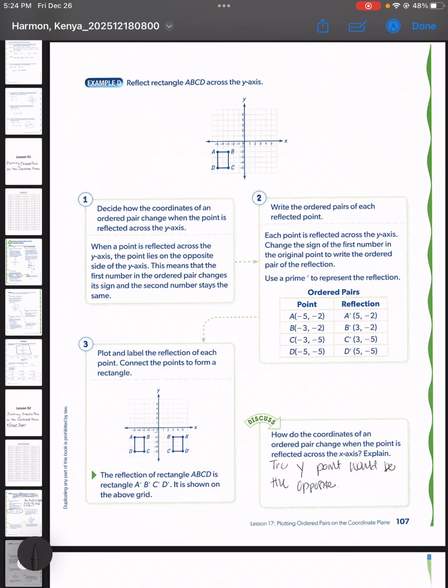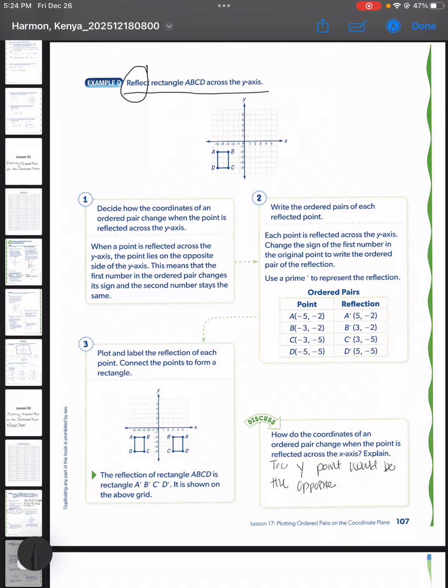Then we jump into example D. Example D, you want to take your time and help students through this question. So we want to reflect the triangle ABCD across the y-axis. So you first want to ask students, what does a reflection mean? Have them think about when they look in the mirror. When you look in a mirror, what do you see? You see yourself. I see myself facing in a different direction. I'm not taller, I'm not shorter, I'm not larger, I'm not skinnier. I see me in the same position facing a different direction. So when I reflect the shape, it's going to be in the same position, but in a different direction.